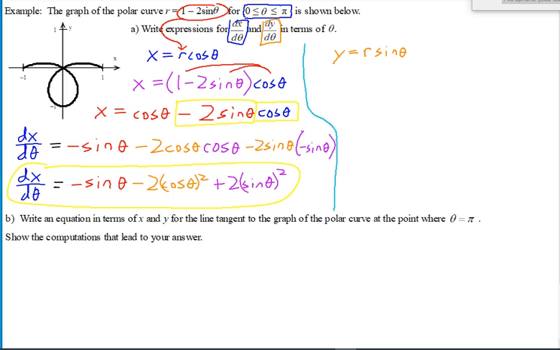And then next we need dy/dθ. So we have to again substitute in r, your specific radius, right there. So this would be y equals, the radius is 1 minus 2 sine theta, times sine theta as it is.